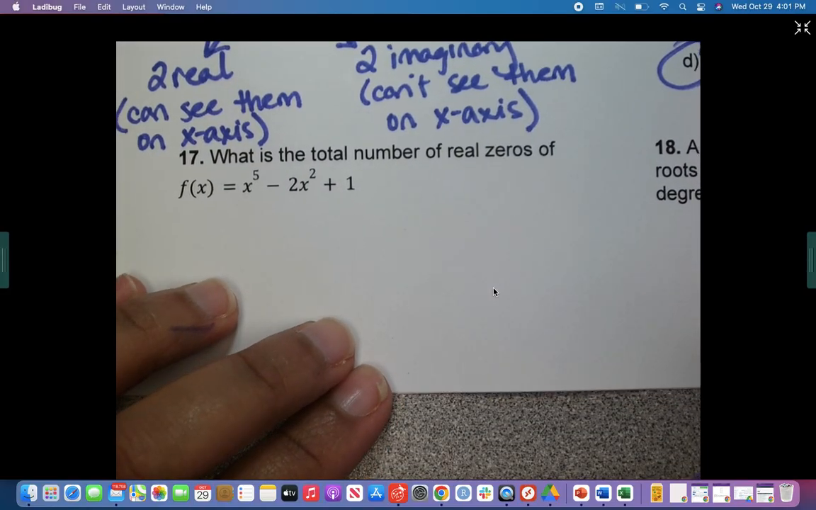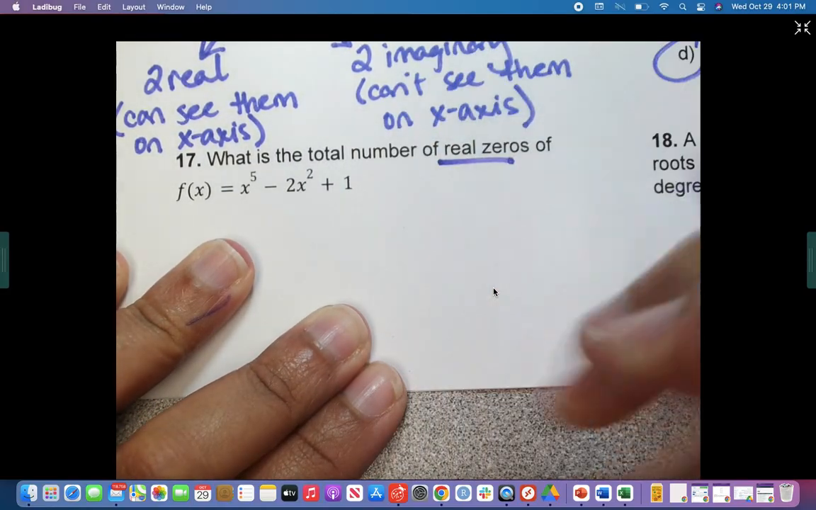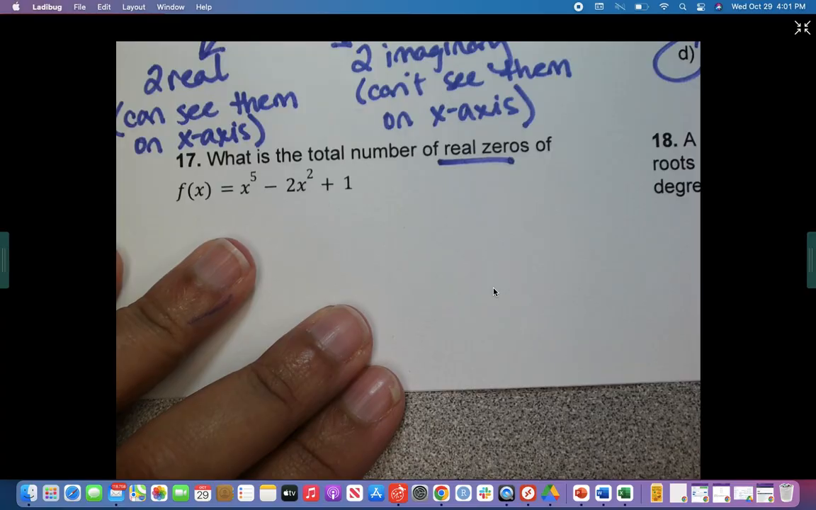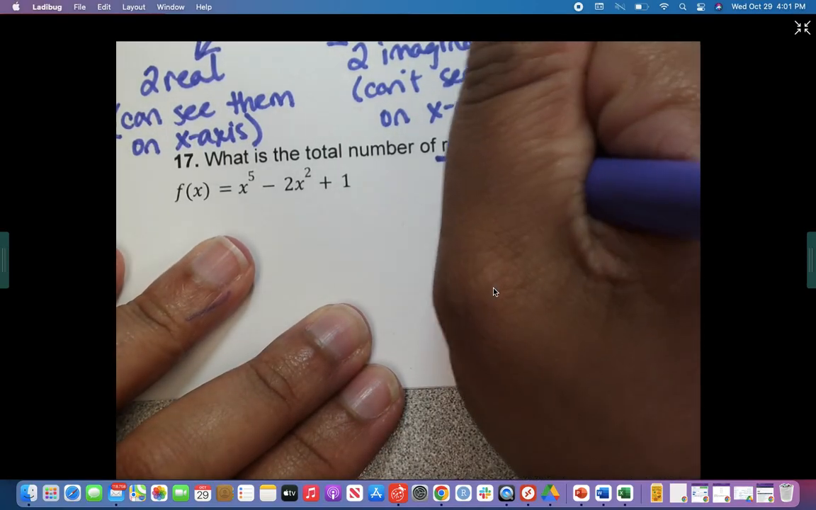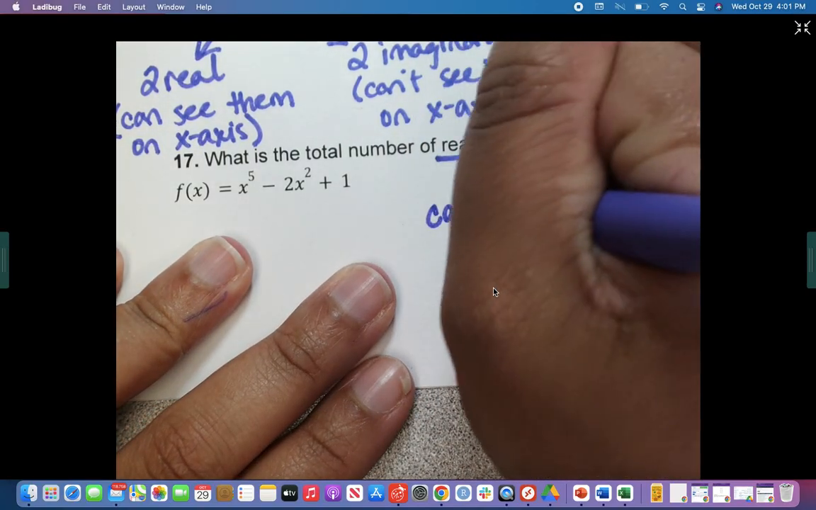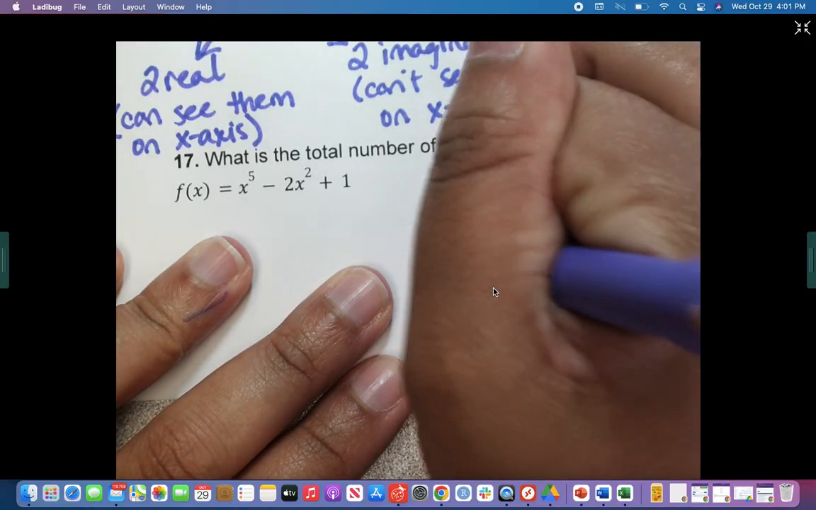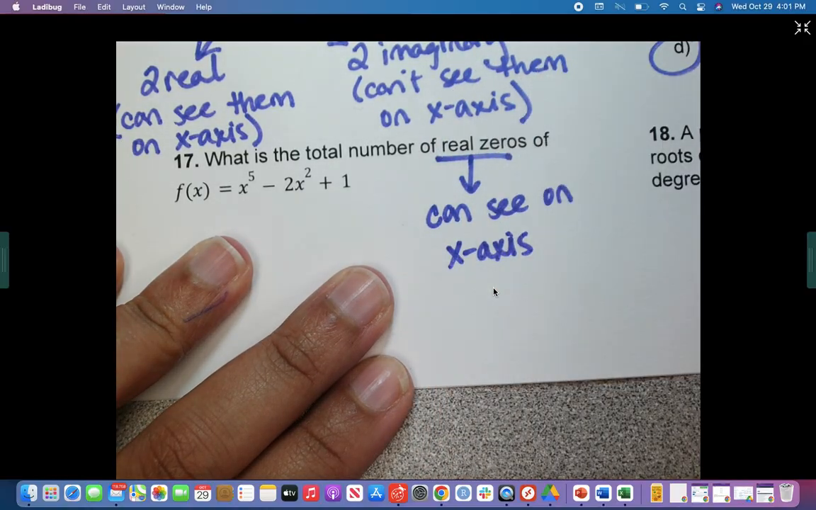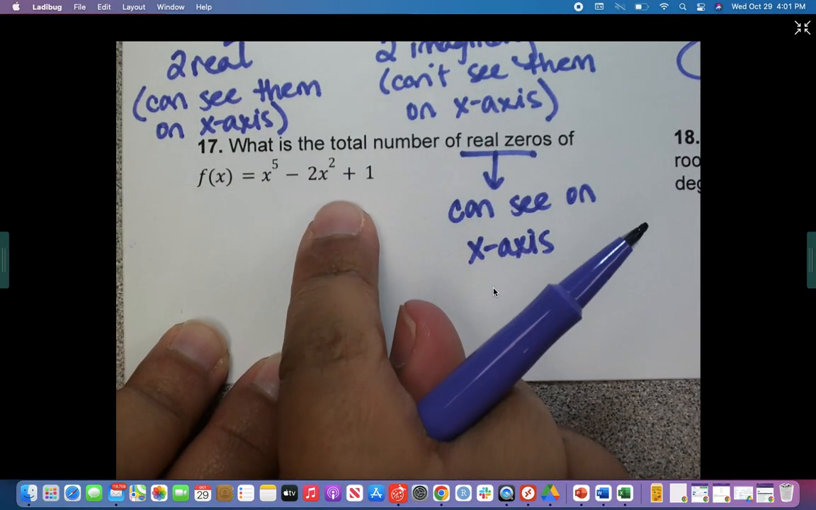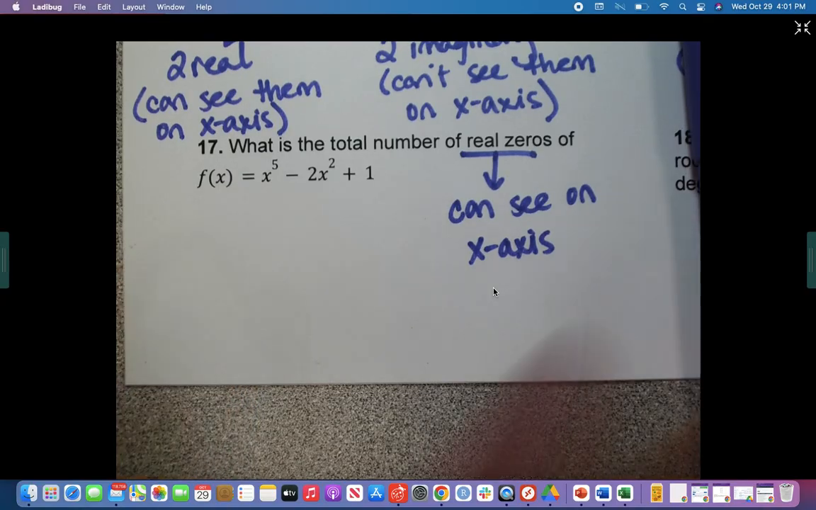17. What is the total number of real zeros? So your real zeros are the ones that you can see on the x-axis. So that means we need to graph it. So we're going to graph this and see how many real zeros that graph has.